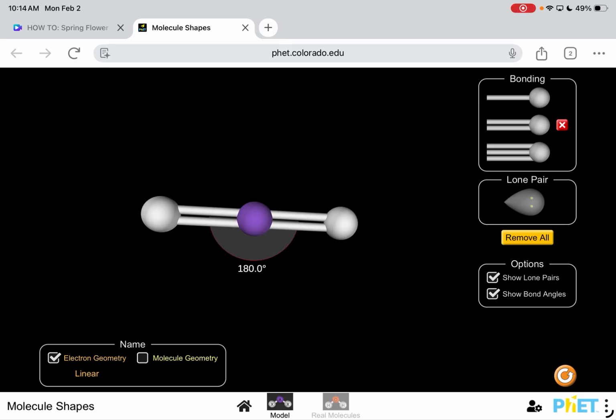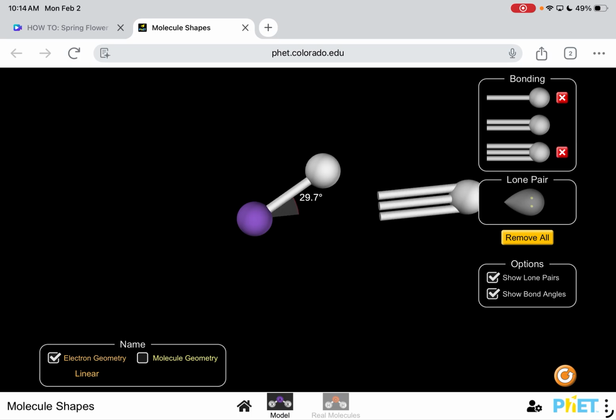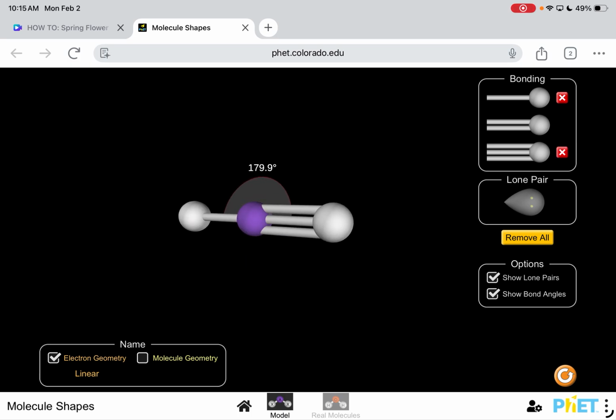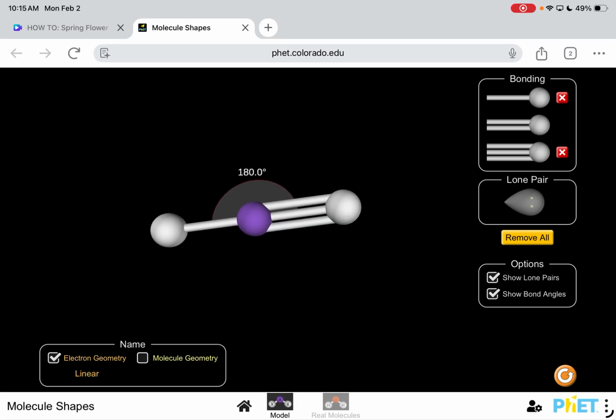I can do the single and triple bond as well. So single and triple, and you see it behaves just the same way, okay? It's still linear, it's still 180 degrees away. Okay, good with this so far? Let's do a little bit more complicated ones.